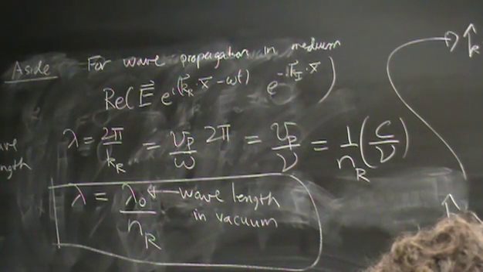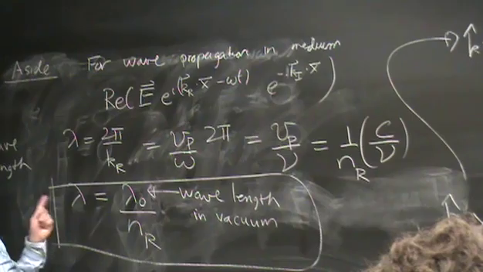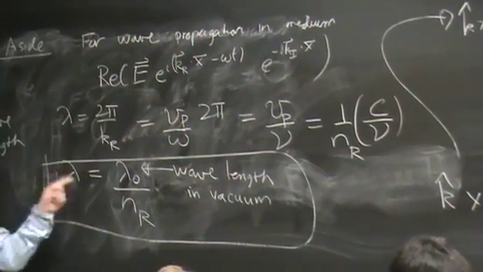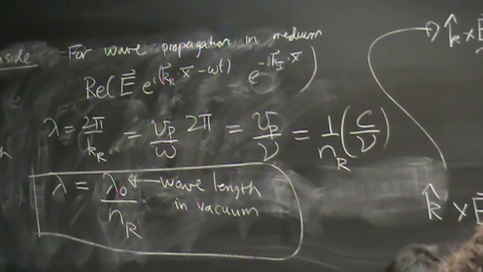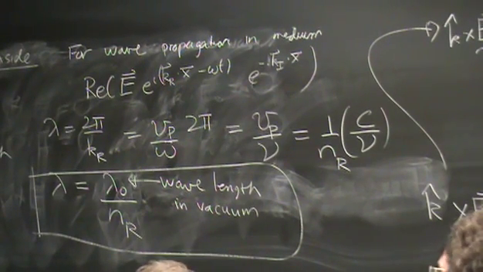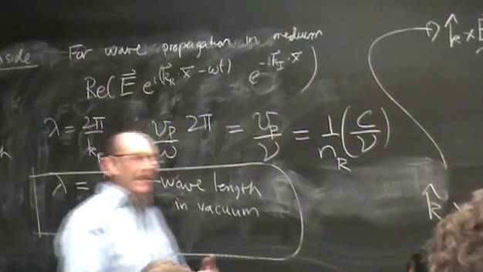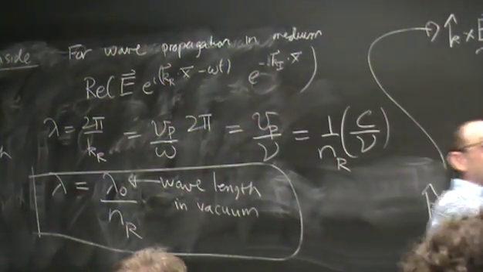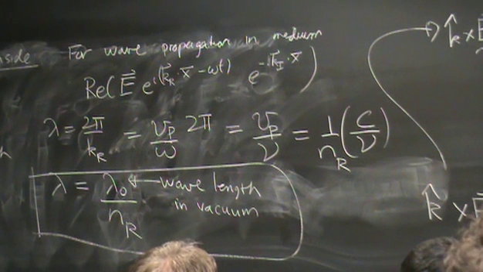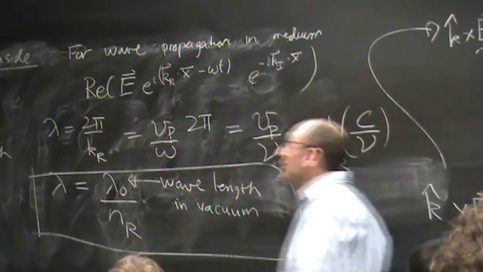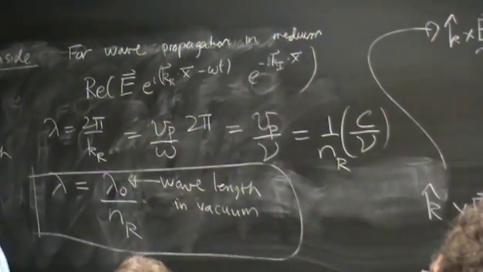Now, one point to emphasize here is that the wavelength changes, but the frequency doesn't. If I have blue light and I don't have any kind of frequency conversion, I have linear response, it's blue inside the medium too. So why is it that the wavelength changes, but the frequency doesn't?